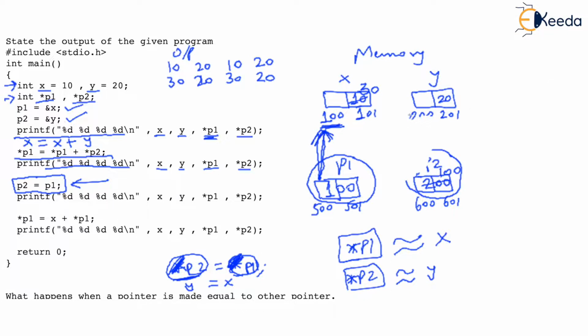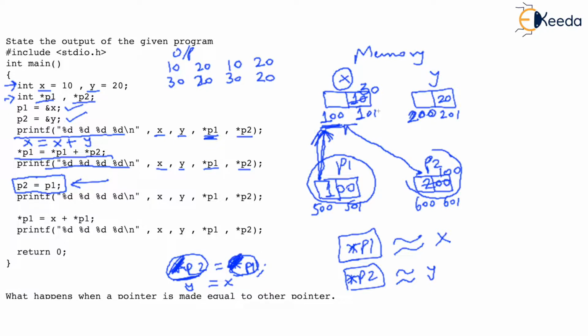But just check this. P2 was pointing to 200, but now it has changed. It has become 100. So P2 will point to this location 100. That's the location of X. Are you understanding? When we make two pointers equal, it means both pointers should point to the same location, or both pointers should point to the same variable. And the variable in the picture here was X.